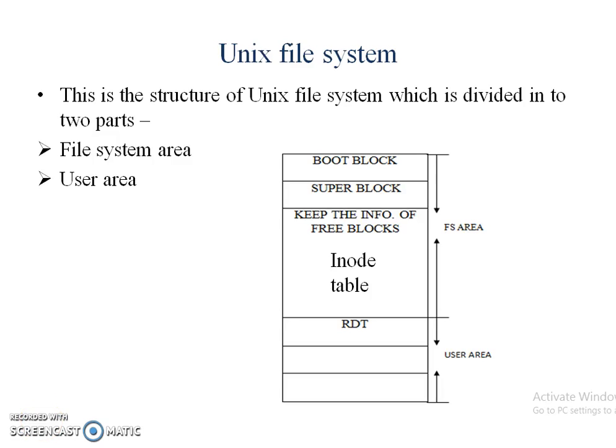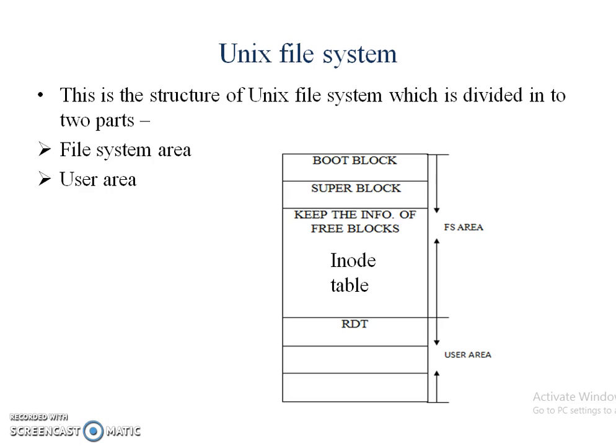Today we are discussing the Unix file system. In previous videos we discussed how a file system works and how a file system does formatting. We have discussed two kinds of formatting: physical formatting, or low level formatting, and high level formatting.